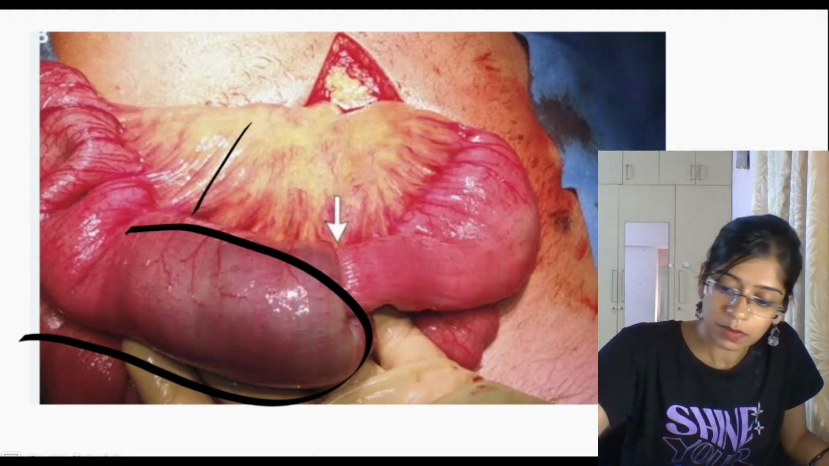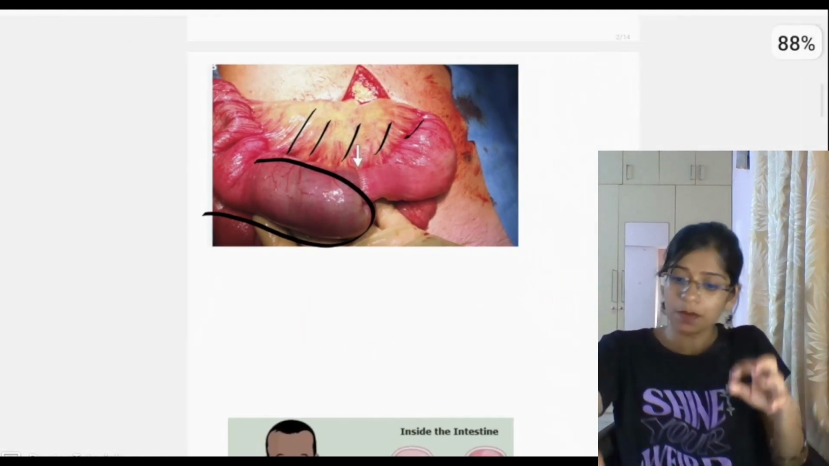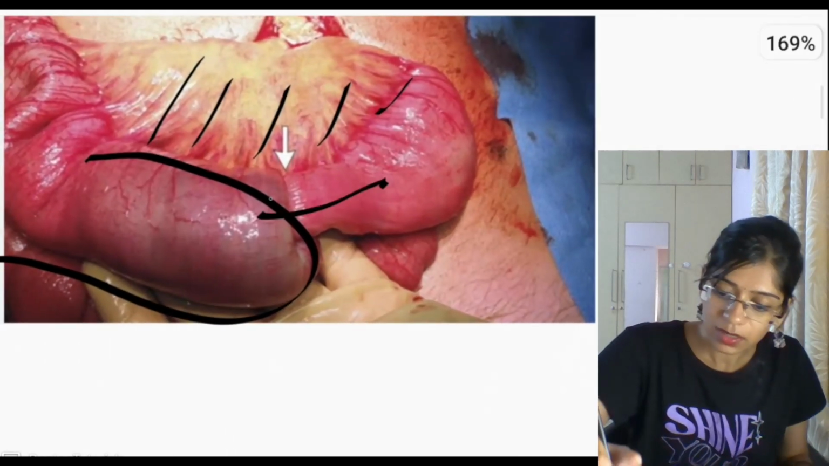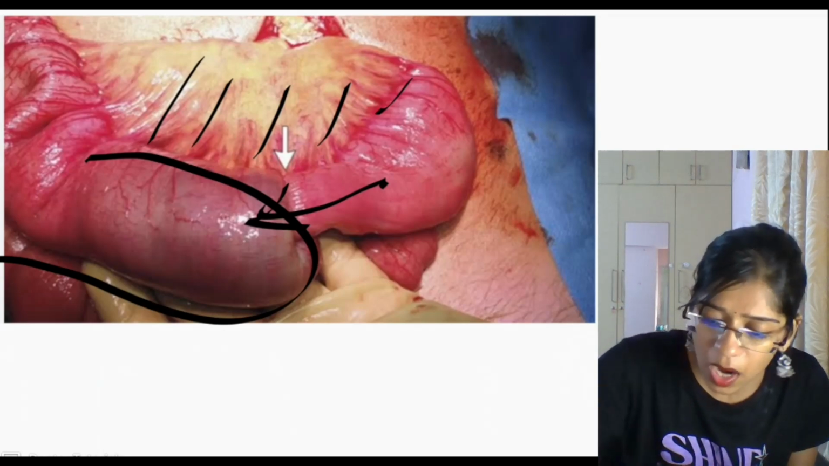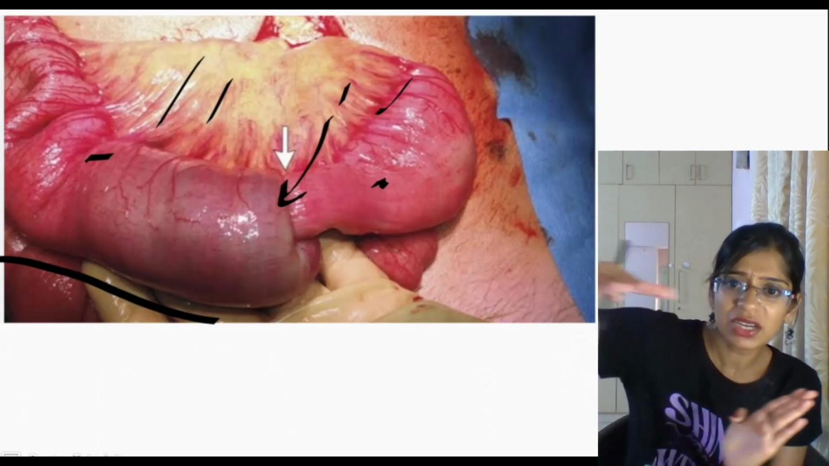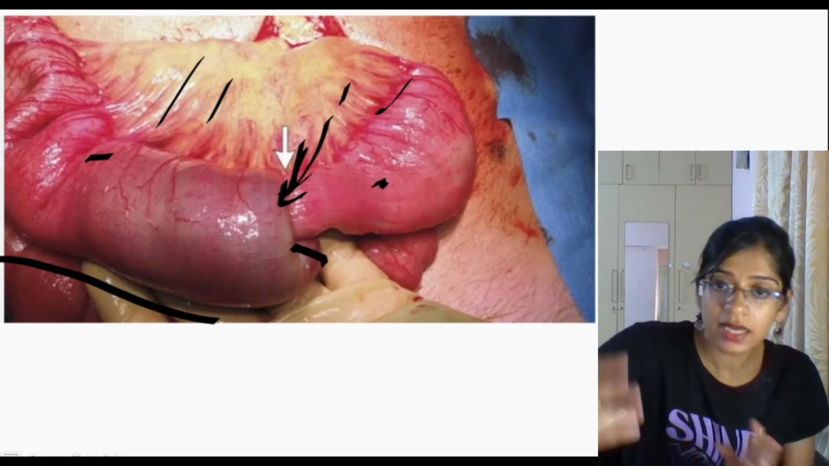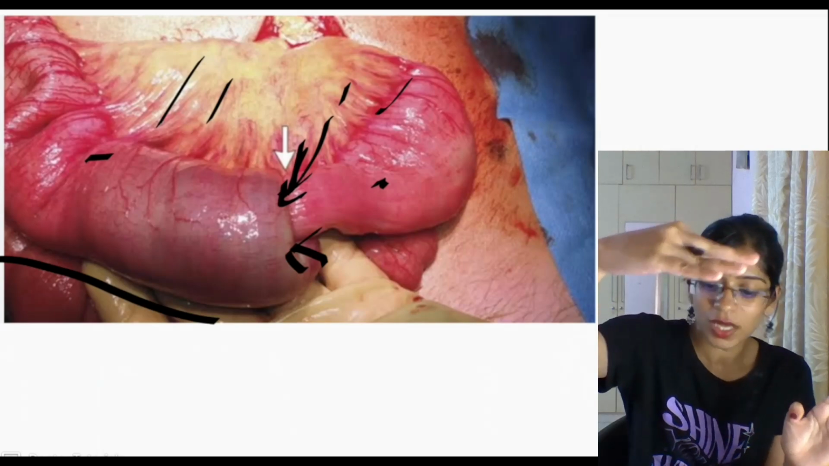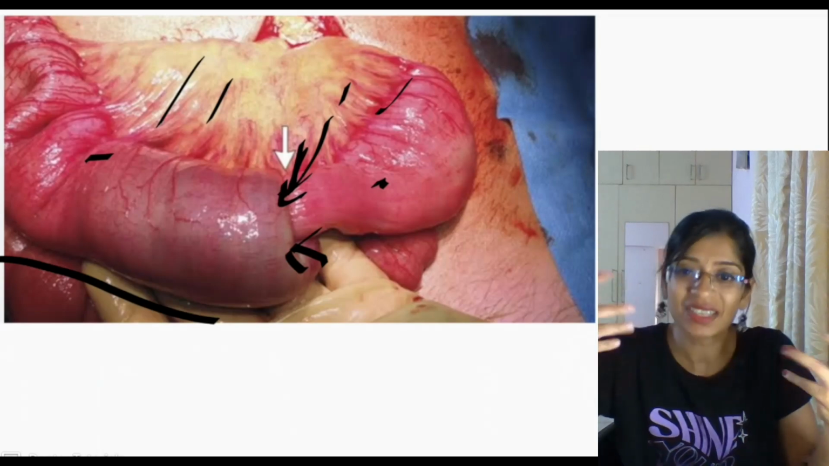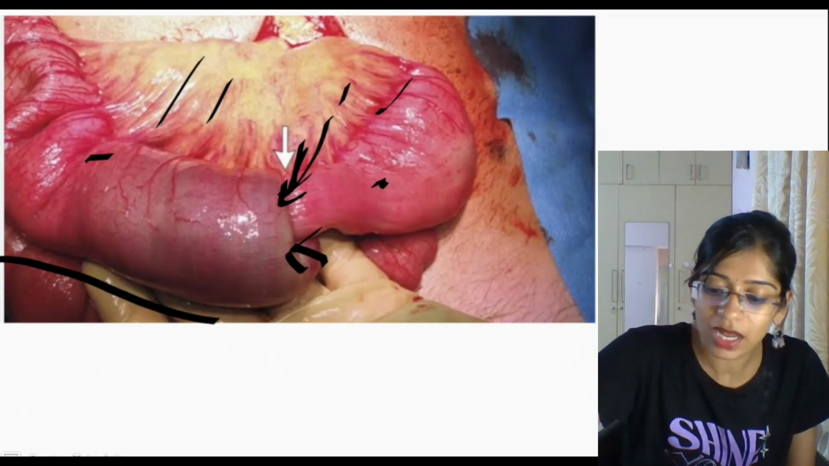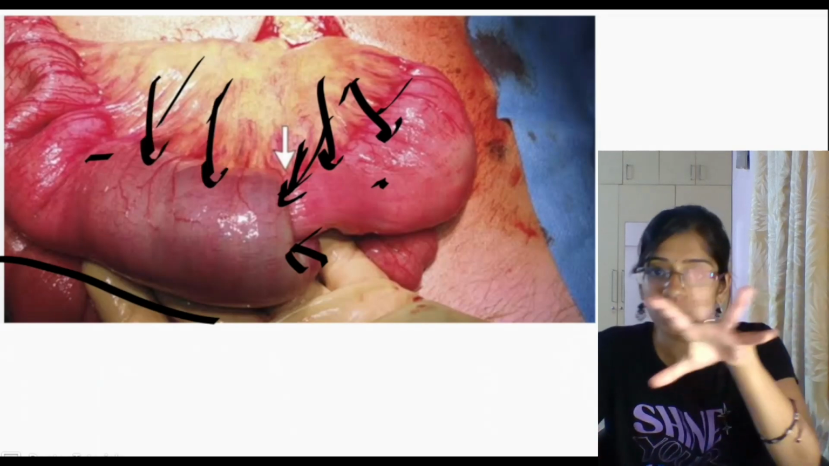So you can see the mesentery here. When one part of the intestine invaginates into the nearby part, you can observe that a part of the mesentery is also getting dragged along with it. So over time the mesentery will undergo compression and ischemia. The mesentery provides blood supply to the intestine. I'll tell you why I said so.